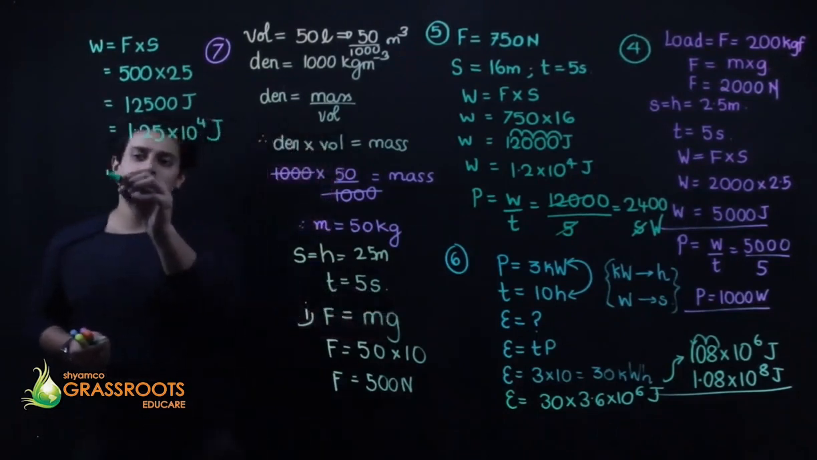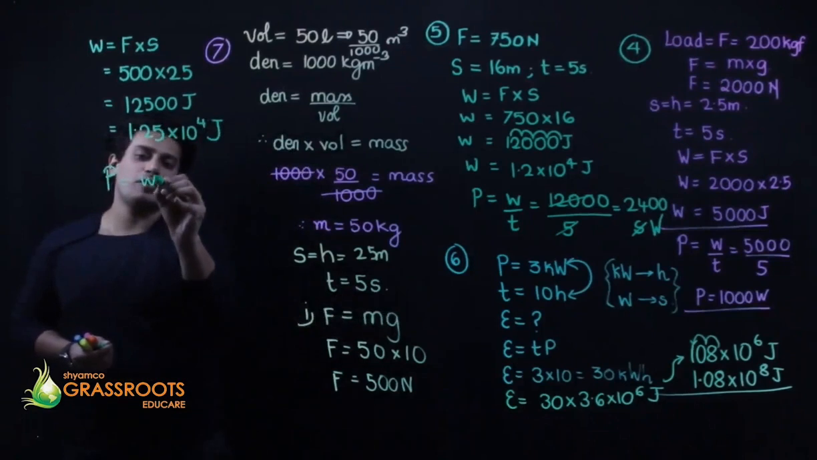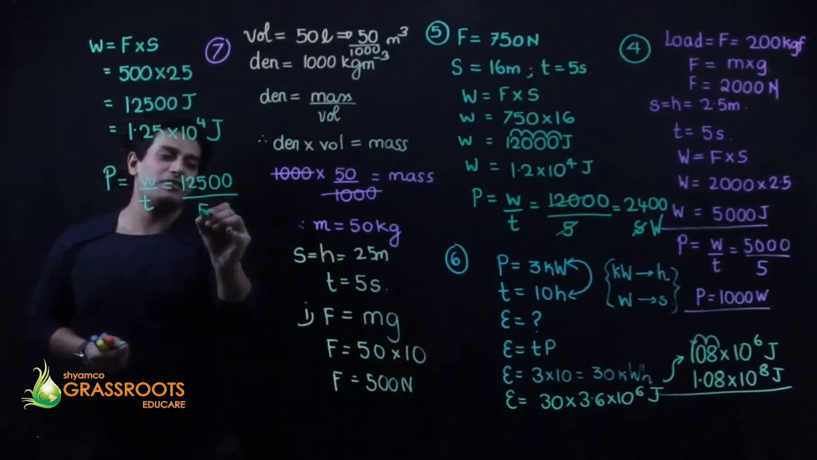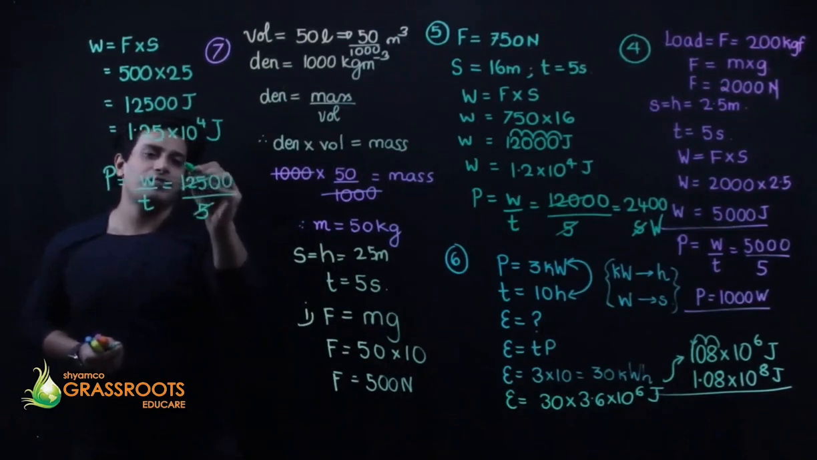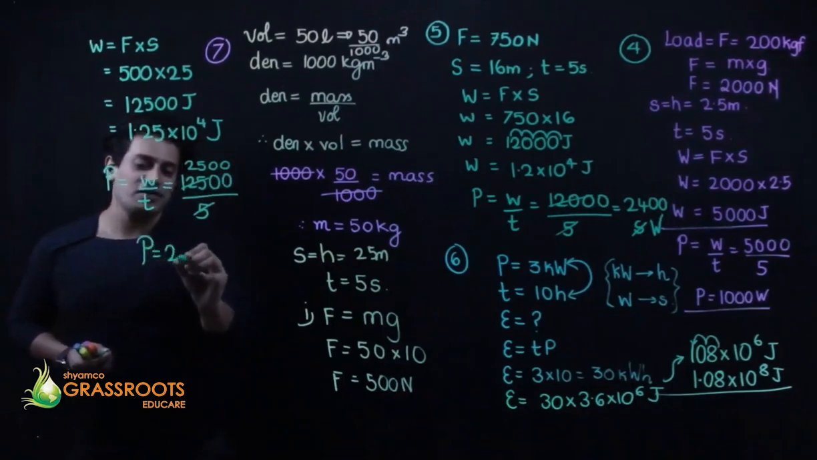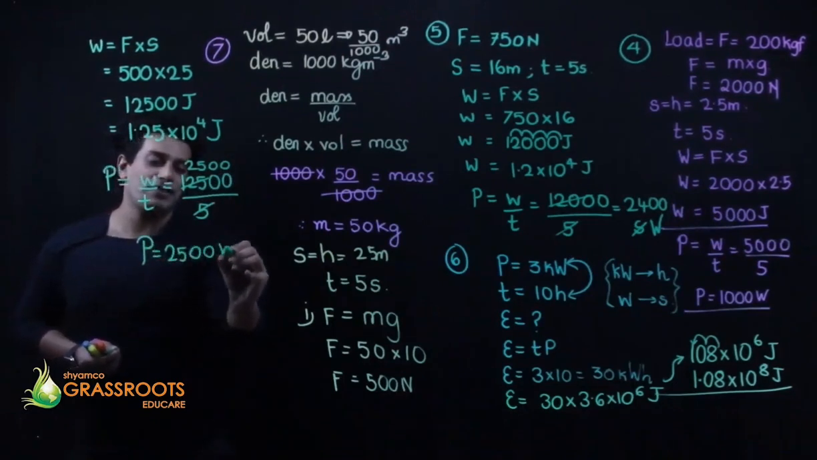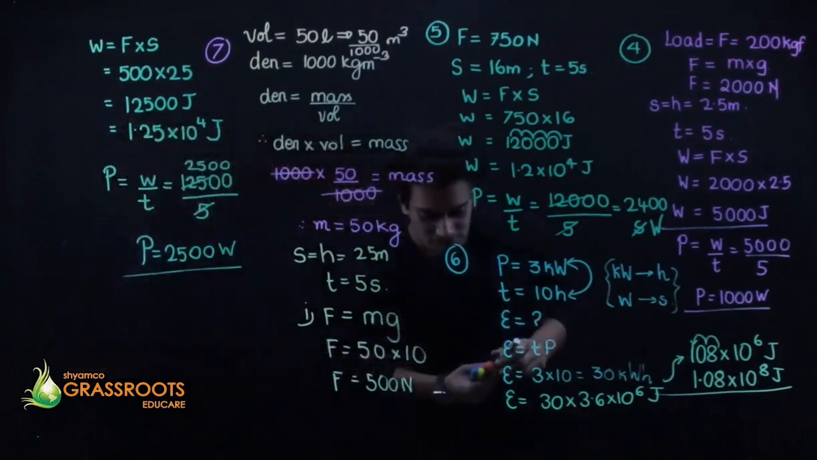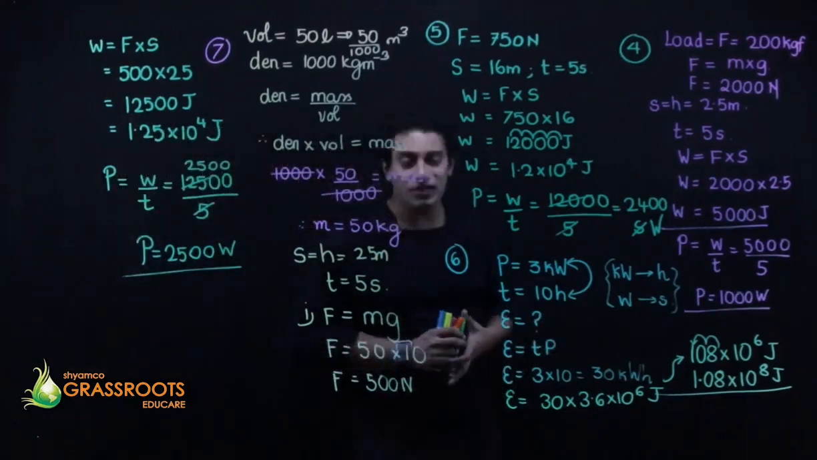And third, power. Power is work upon time. That's 12500 and the time is 5. 5 into 25, you get the power as 2500 watt. So I'll just check the answer. Yes. They are asking me only power.